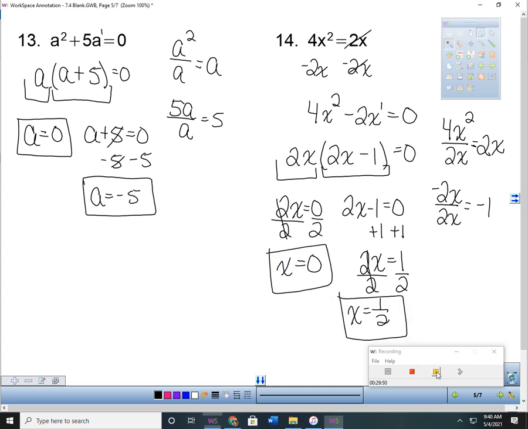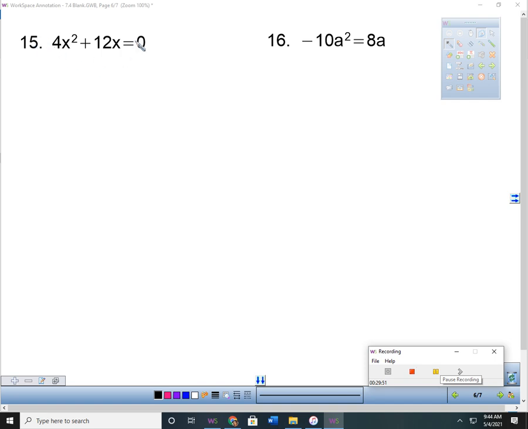Number 15. I notice everything is already all on one side. I've got my 0 over here. So my greatest common factor between 4 and 12 is 4. And between x squared and x to the first is x. So I'm going to take my 4x squared and divide that by 4x. 4 divided by 4 is 1, and x squared divided by x is x.